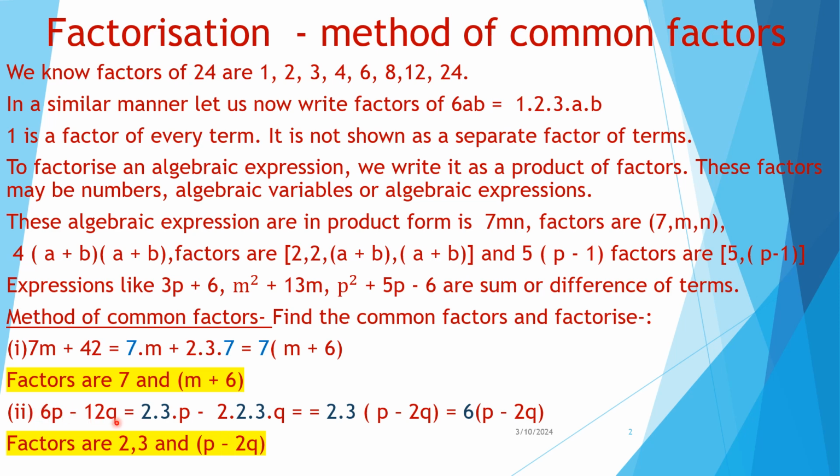6p minus 12q. Now 6p is written as 2 into 3 into p, and 12q is written as 2 into 2 into 3 into q. What is common in both these? 2 into 3. So we take that outside the bracket, and inside we are left with p and minus 2q. The minus sign is written because the sign between the two terms is negative. Factors are 2, 3 and p minus 2q.